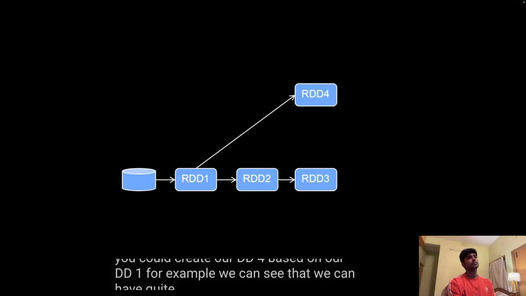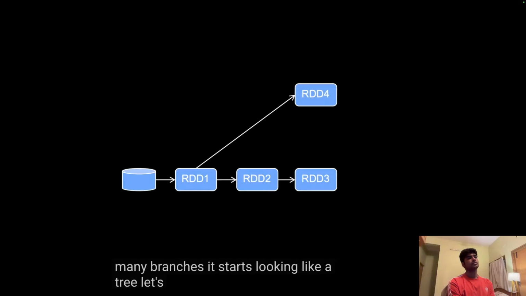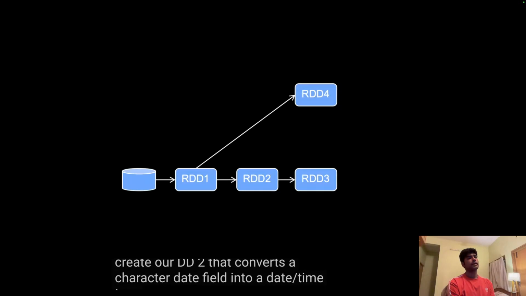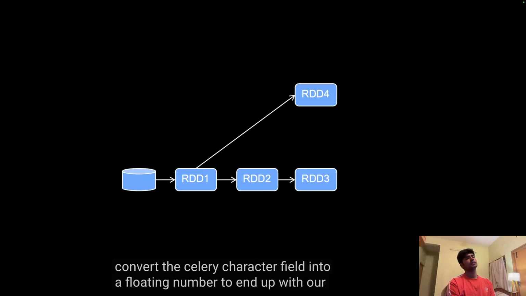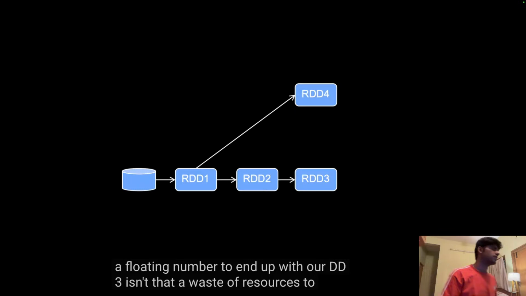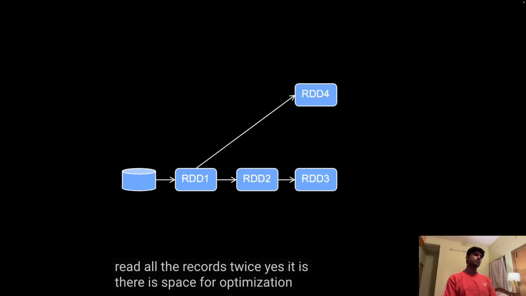We can see that we can have quite a chain of RDDs, and with many branches, it starts looking like a tree. Let's say RDD1 is used to create RDD2 that converts a character date field into a datetime type, and then you use RDD2 and convert the salary character field into a floating number to end up with RDD3. Isn't that a waste of resources to read all the records twice? Yes, it is. There is space for optimization, and Spark does it.